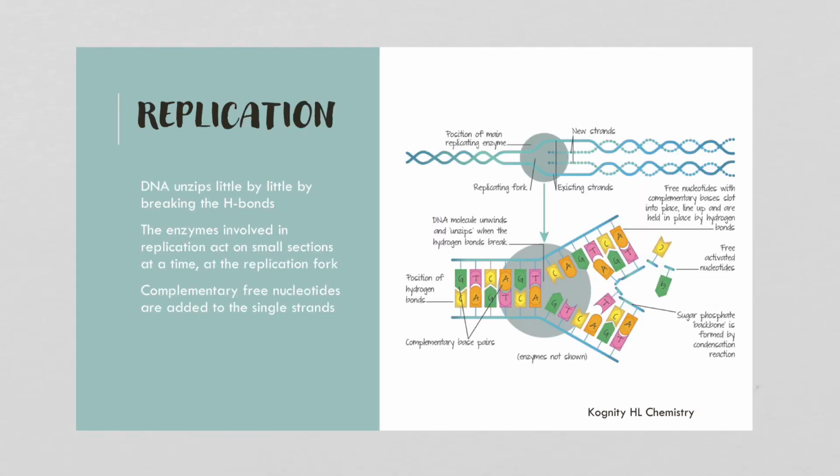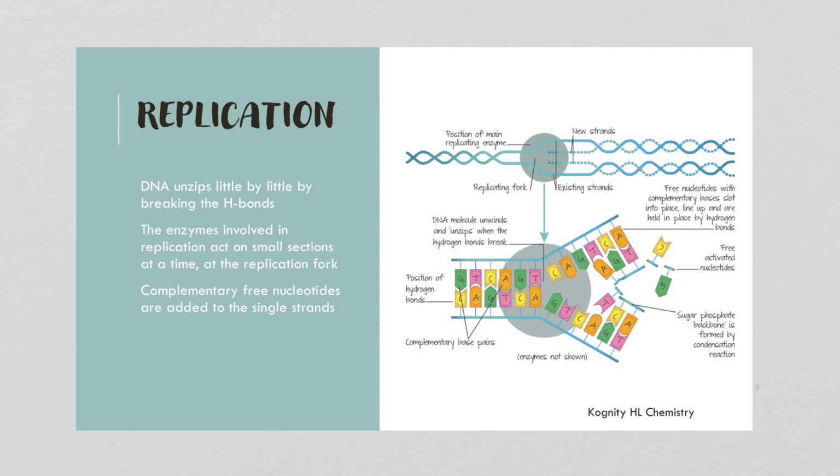In the process of replication, that's the process of doubling the DNA so that the 2 new cells can have a full complement of DNA. So what happens is DNA will unzip only a little by a little because you don't want it to get tangled or break apart. So we break the hydrogen bonds. We don't need to know the enzymes for chemistry. You just need to know that there are enzymes involved, and they only act on small sections at a time at the replication fork. We also won't learn about the leading and lagging strand, but in biology we learn how the enzymes can only work in one direction, so then there's a leading and lagging strand.